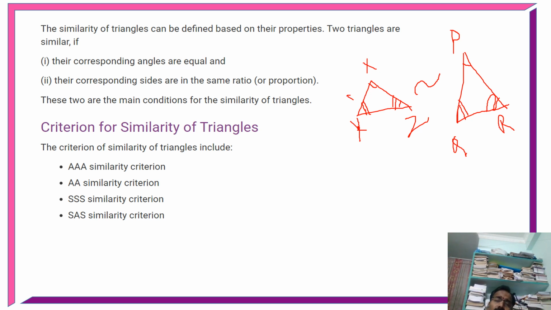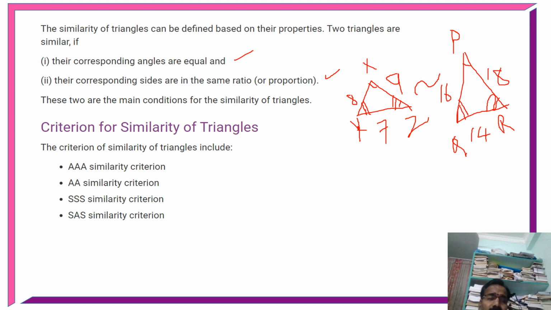For example, here I took 8, here I took 7, here I took 9. For example, students, if I took XY as 8, here I took 16. Ratio how much? 8 by 16, that is 1 by 2. If YZ by QR is also the same ratio, then only they are similar. And the third corresponding side must also be in the same ratio: 8 by 16, 7 by 14, 9 by 18. They are in the same ratio, proportional. So corresponding sides should be proportional and corresponding angles should be the same, then only they are similar to each other.